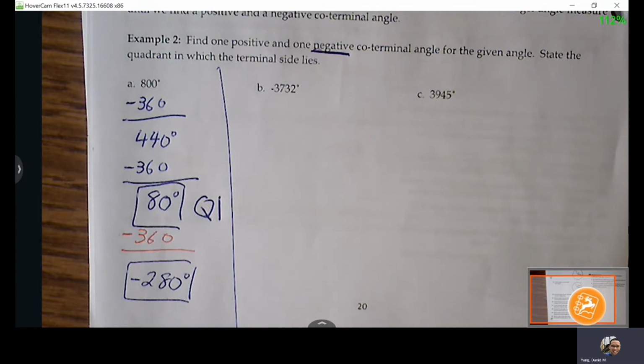Now, I'm saying for like negative 380. Well, these are the same angles, right? So it'll still be in quadrant one. Right? So if you just say it once, they're all going to be in quadrant one because it's the same angle, just different rotations.